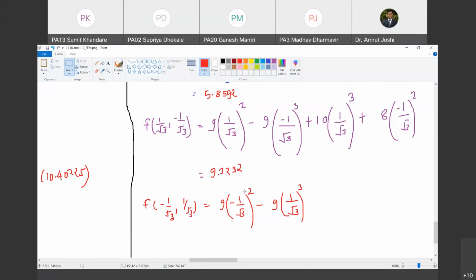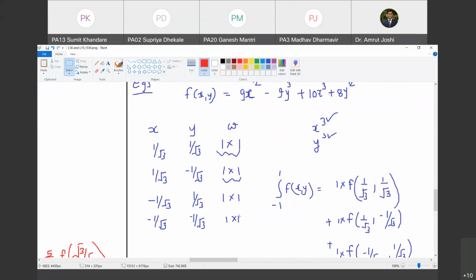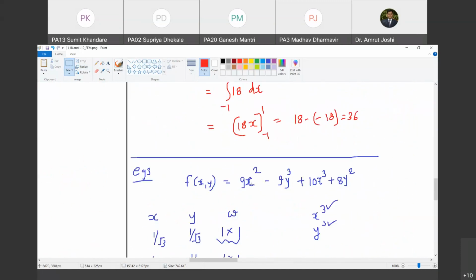I want you to compute the value of f of minus 1 by root 3 and plus 1 by root 3. So in this expression, you are going to put x is equal to minus 1 by root 3 and y is equal to plus 1 by root 3 and tell me the value. Here you are going to substitute x is equal to minus 1 by root 3 and y is equal to plus 1 by root 3. Substitute this and tell me the value. Okay, Ganesh? Yes, sir. Yeah, please tell.